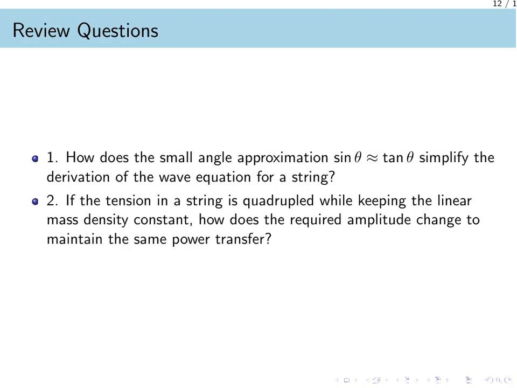To conclude, let us consider 2 review questions. First, think about how the small angle approximation simplifies the derivation process by allowing us to relate the vertical force directly to the slope of the string. Second, consider a practical application. If you quadruple the tension in a string while keeping the mass density the same, how would you need to adjust the amplitude to ensure the power transfer remains constant? This requires looking at how tension affects wave speed and how power relates to both speed and amplitude.